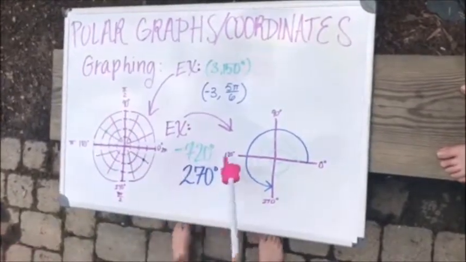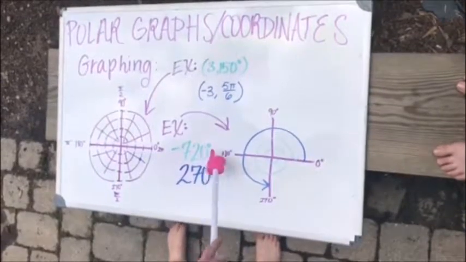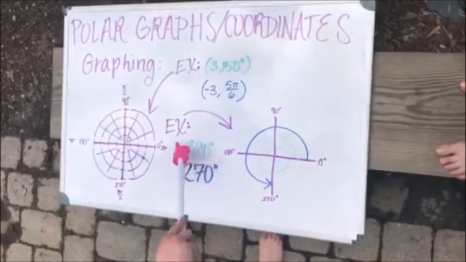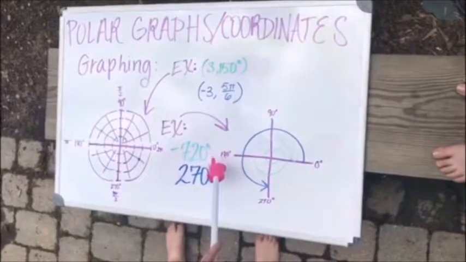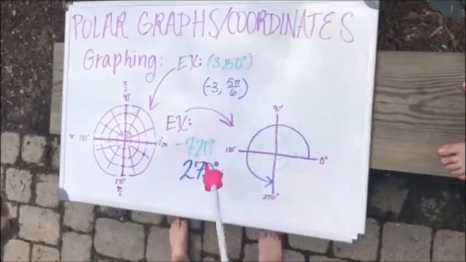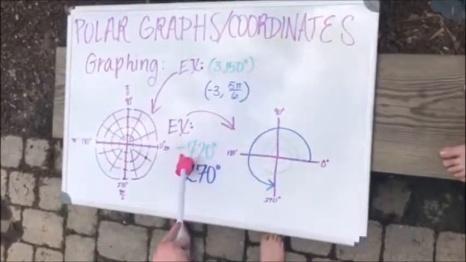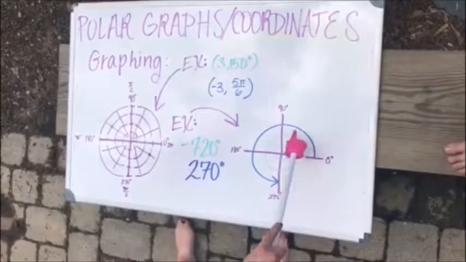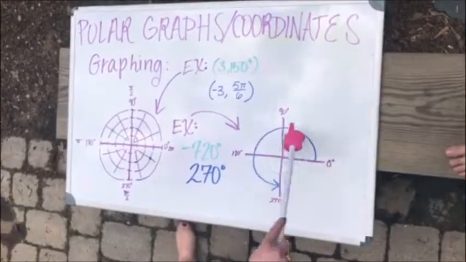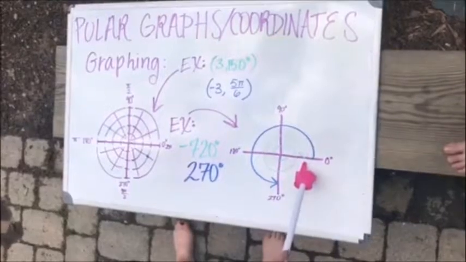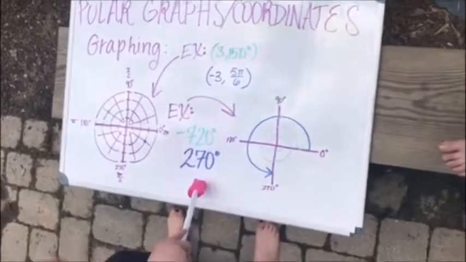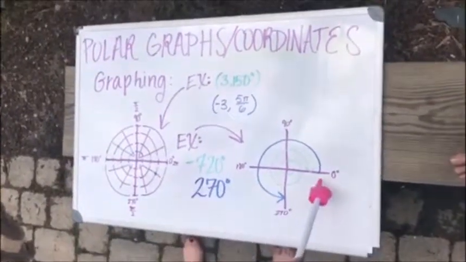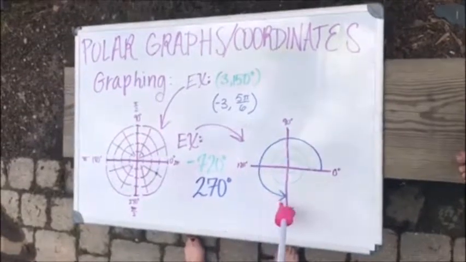More examples. This time we're just graphing the degrees. Our first example is negative 720 degrees, which is 2 full rotations around the unit circle. However, since it's negative, we'll be going in the clockwise direction. And there you go. Second example is positive 270, so we'll be going counterclockwise, positive direction.